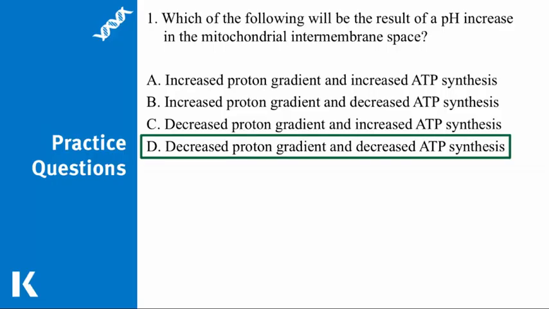The correct answer is D. If the pH in the mitochondrial membrane space increases, the gradient is diminished, so ATP synthesis slows down. Recall that when pH is high, it means that hydrogen ion concentration is actually low. The MCAT loves to test on that concept, so keep that in mind on test day.